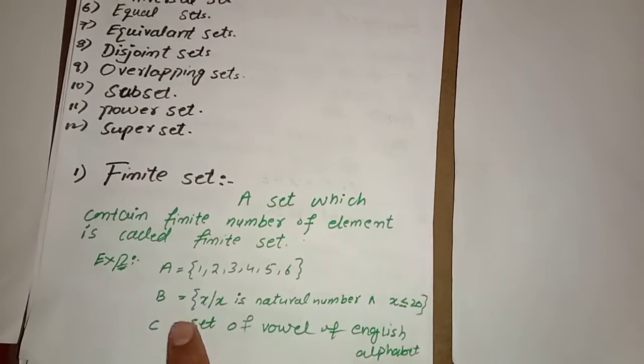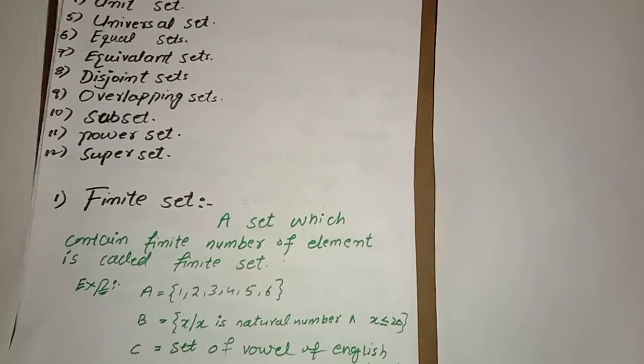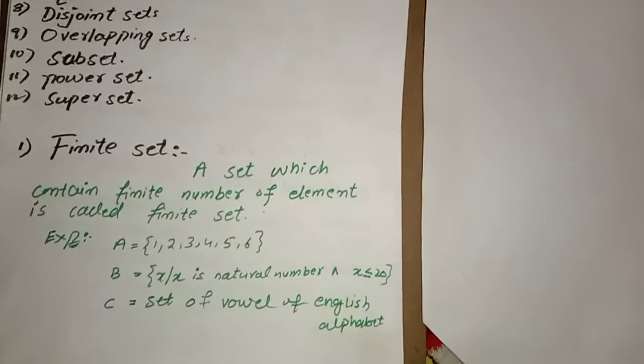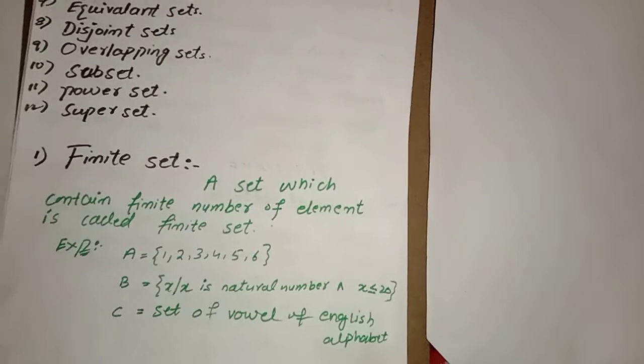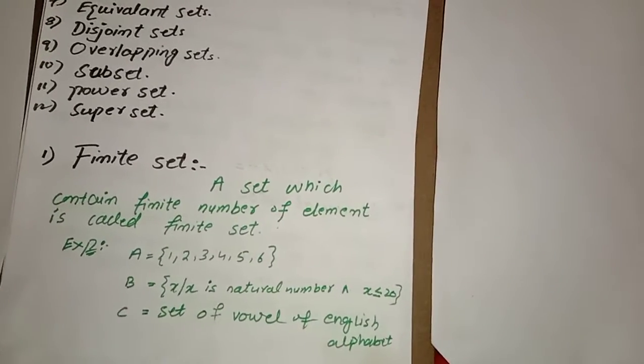Number two, B = {x such that x is a natural number and x ≤ 20}. It is also a finite set because the number of elements in this set is 20. Set C = set of vowels of the English alphabet, which is also a finite set because the number of vowels is 5. It is countable.